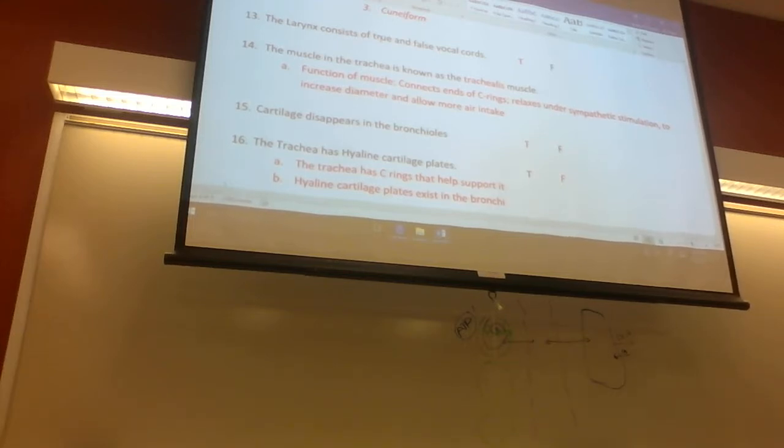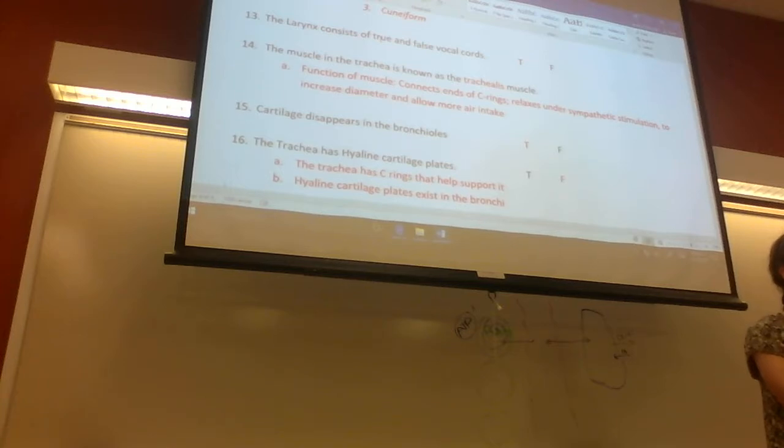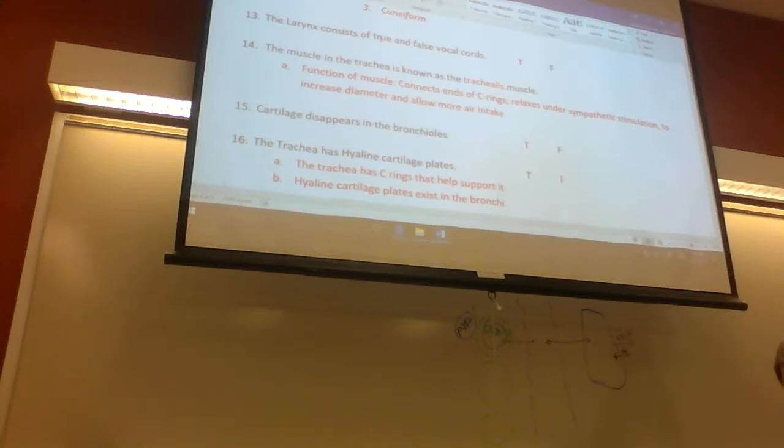The muscle in the trachea is known as the trachealis muscle. And this muscle functions because if you feel the front of your throat, you feel the C rings of your trachea, and the muscle just functions to connect that, because we want that connected. Another thing, whenever you're taking a test, if you ever get a question about which one is in the front, the esophagus or the trachea, it's the trachea, because you can feel it.